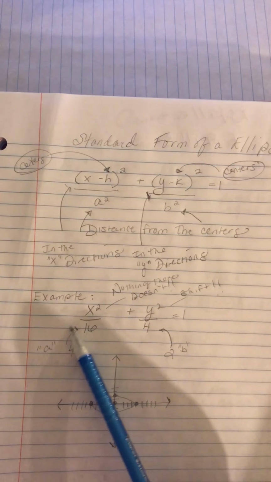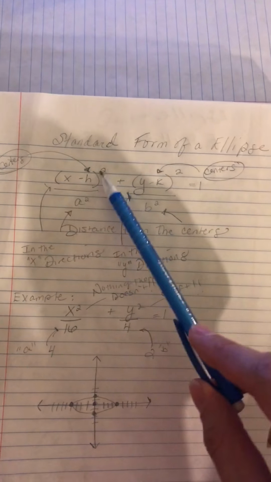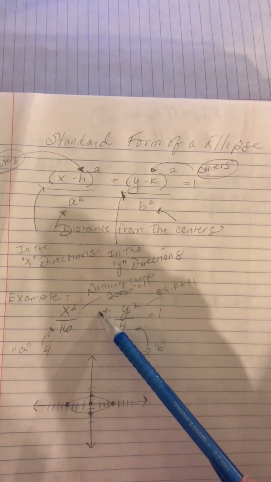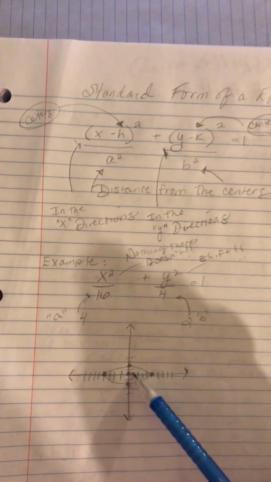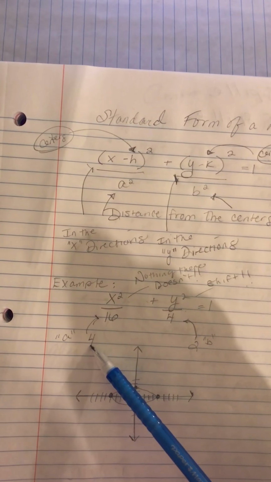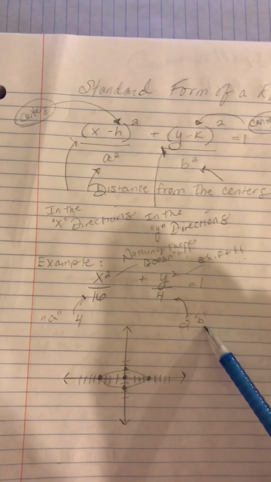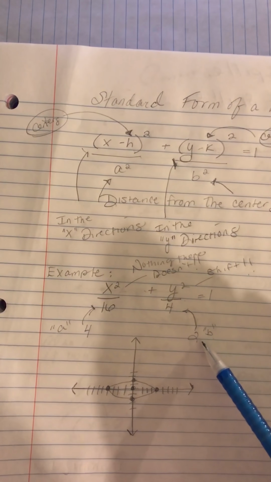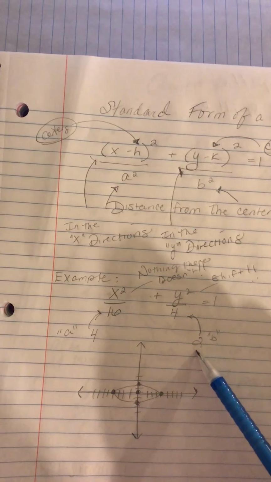So here I have an example. Since we don't have an h and a k here, it's not going to have a shift, so the center is going to be at (0, 0). And this is going to become our a, which is the 4, and the 2 is going to become our b.